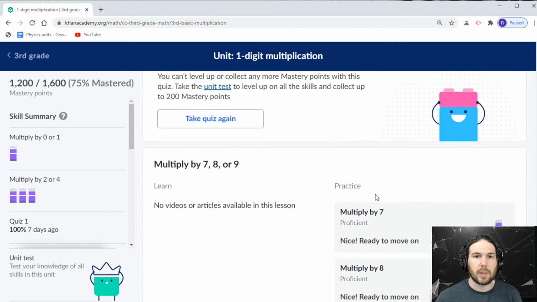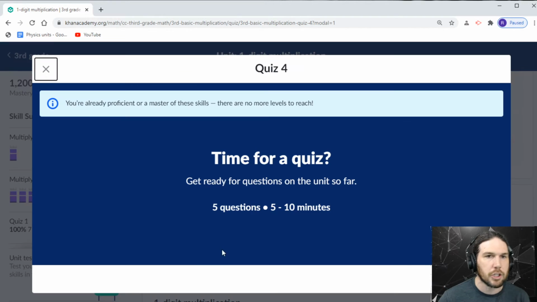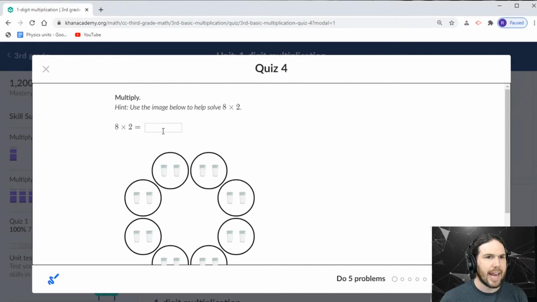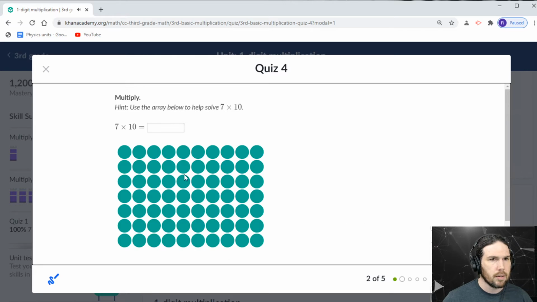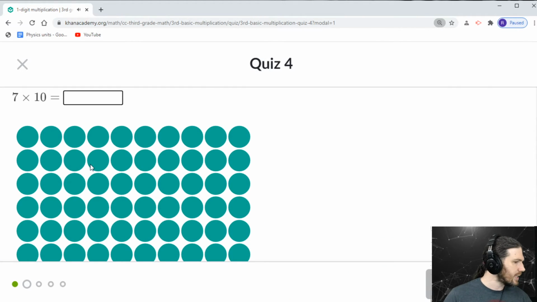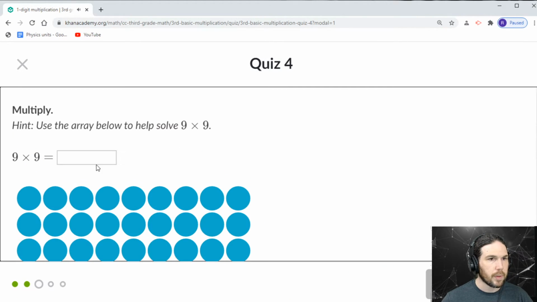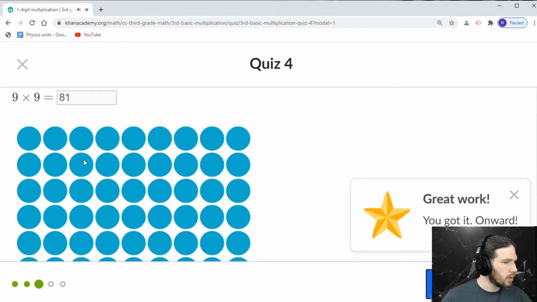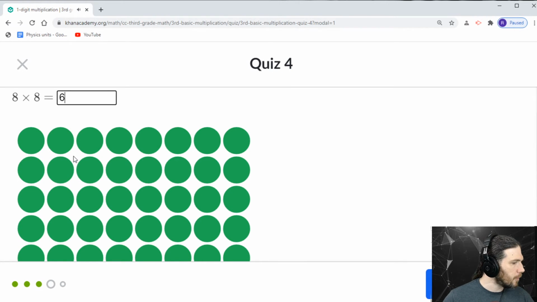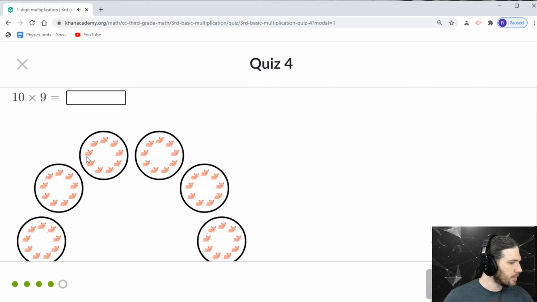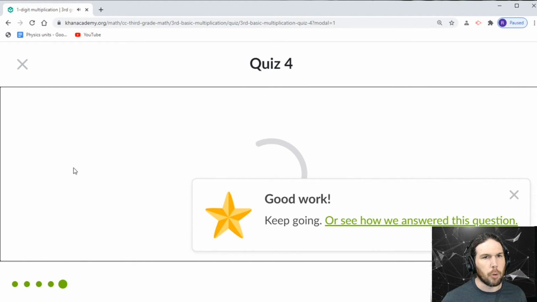We have quiz 4, which I imagine is just going to be a bunch more multiplication. Let's blitz through it. 8 times 2 is 16. 7 times 10 is 70. 9 times 9 is 81. 8 times 8 is 64. 10 times 9 is 90. No problem.